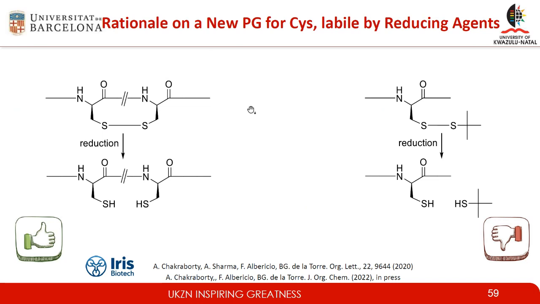When you have tert-butyl, it's much more difficult to reduce. What is the difference here in the disulfide bridge with the tert-butyl? The difference from a chemical point of view is very clear. Here we have a primary carbon, CH2, and here we have a tertiary carbon, this tert-butyl.